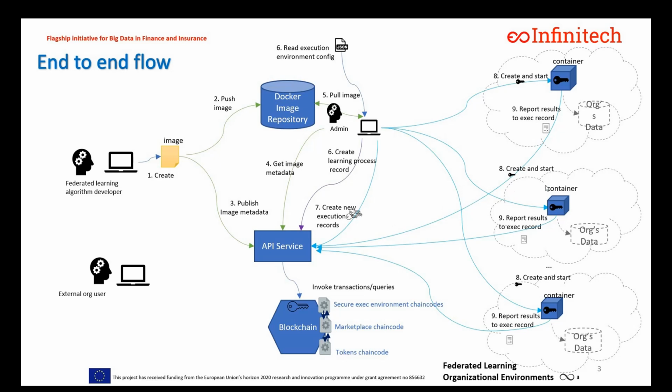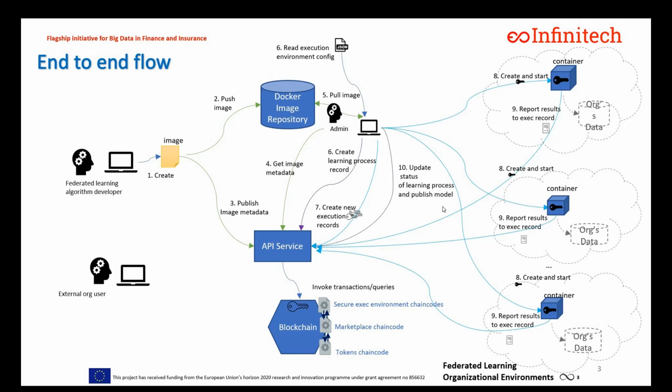A containerized execution of the image starts on the node, pulling organizational data. Previous results by other nodes are pulled from blockchain execution records of previous iterations. Computation is executed, and the completed assigned result is published on the chain.